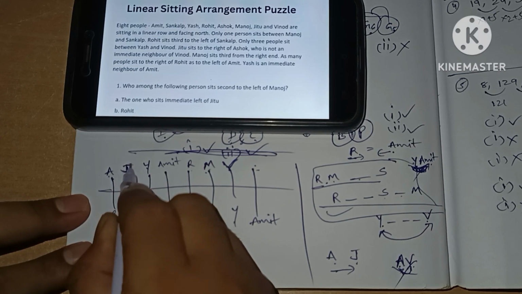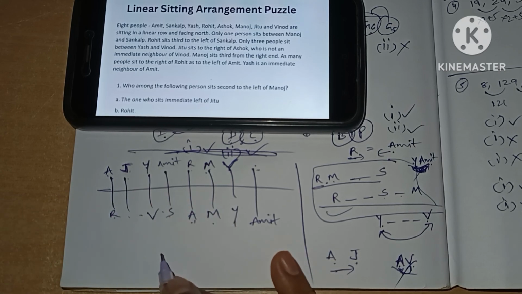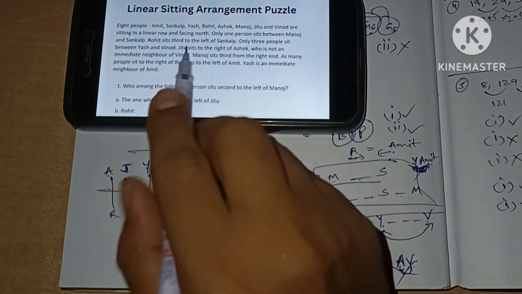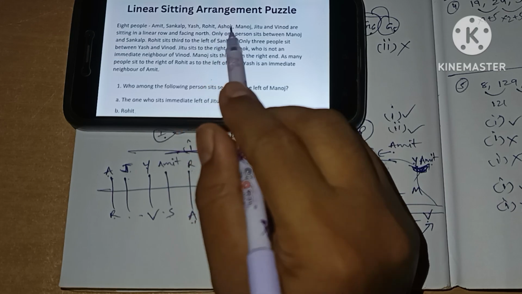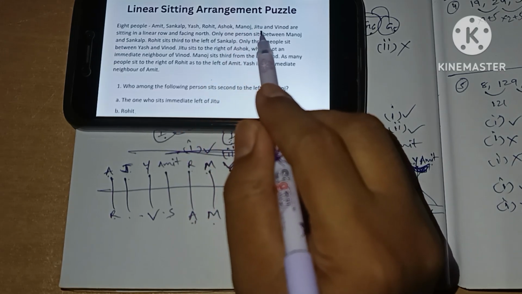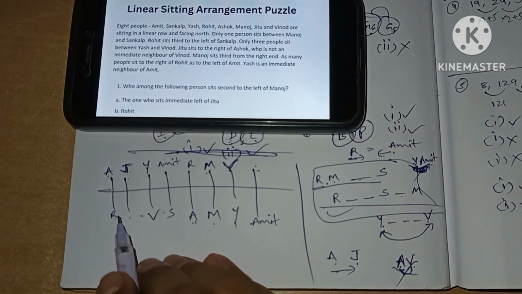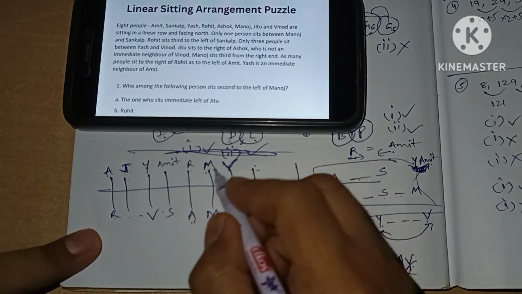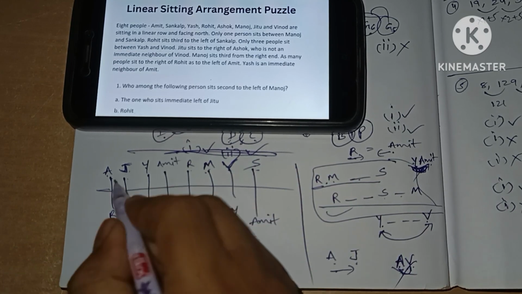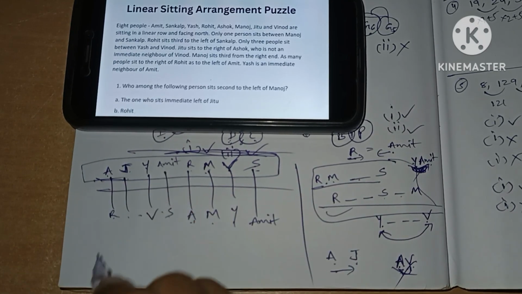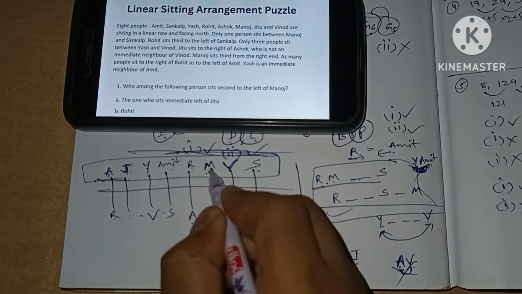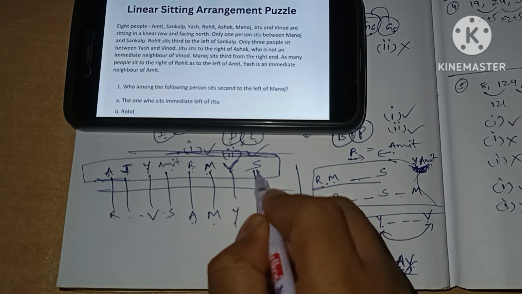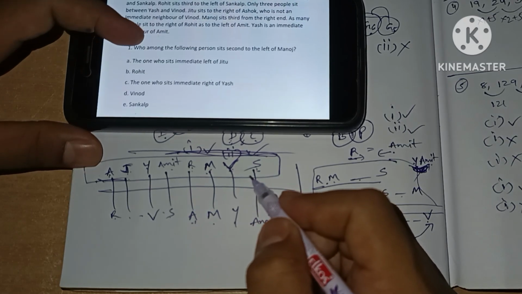Then only we get our solution. We are left with Sankalp. So this is the solution of our puzzle: Ashok, Jitu, Yash, Amit, Rohit, Manoj, Vinod, Sankalp. So let's see our questions.